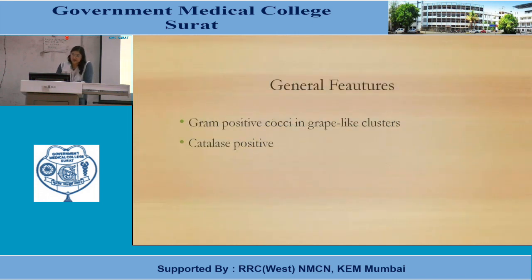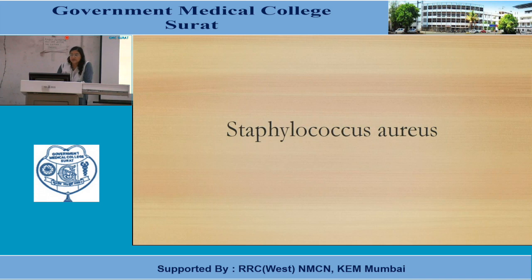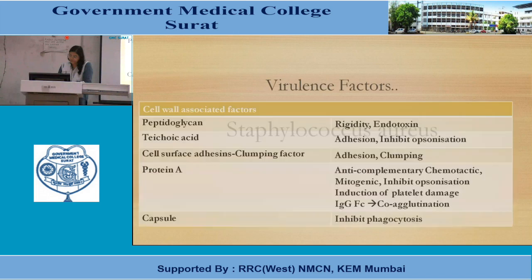In general, features of Staphylococci, they are gram-positive cocci which are seen in grape-like clusters because the daughter cells of Staphylococci divide in different planes and remain attached to each other. They all are catalase positive. So we'll discuss the most medically important species of Staphylococcus, that is Staphylococcus aureus. It's a virulent organism. It has many virulence factors.